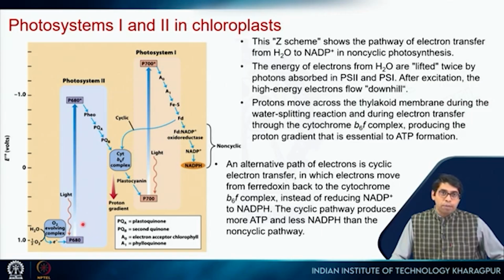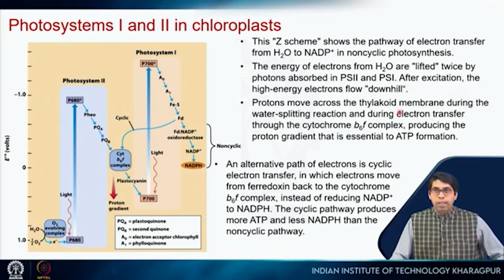This is called the Z scheme, because if you look at it, it looks like a Z, right. So, the Z scheme shows the pathway of electron transfer from water to NADP plus in non-cyclic photosynthesis. The energy of electrons from water are lifted twice. So, you see it is lifted once and then lifted again by the two photosystems, right. In photosystem 2 and 1, after excitation the high energy electrons flow downhill. So, once it is excited, it just goes downhill like this. It is excited again and then again it goes downhill.